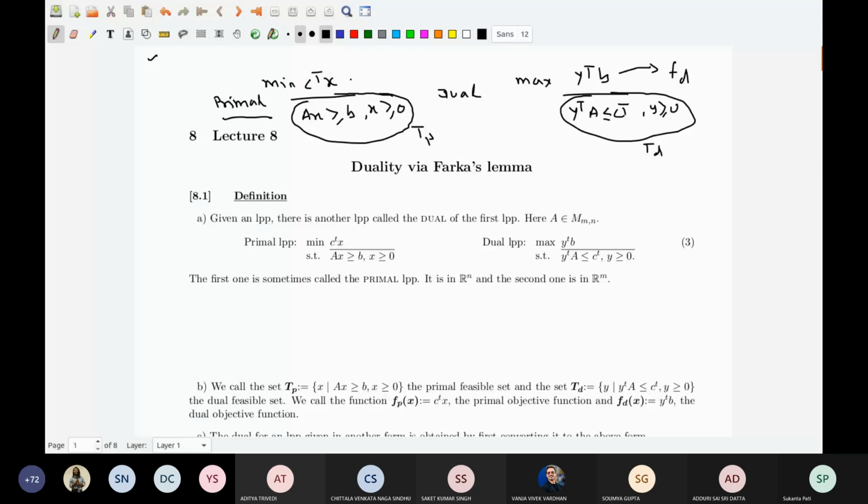Okay. What is the difference? The difference is that the primal problem is a problem in R^n, and the dual problem is a problem in R^m, assuming A is m by n. Okay, fine. Let me take one example. One simple example is given over here.